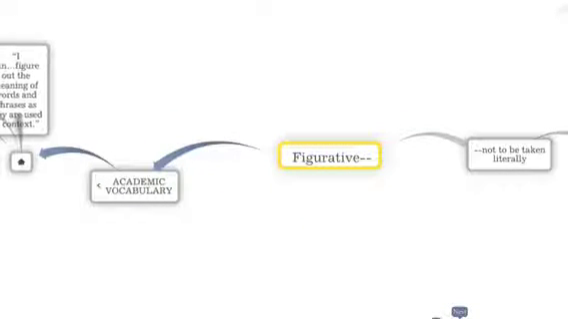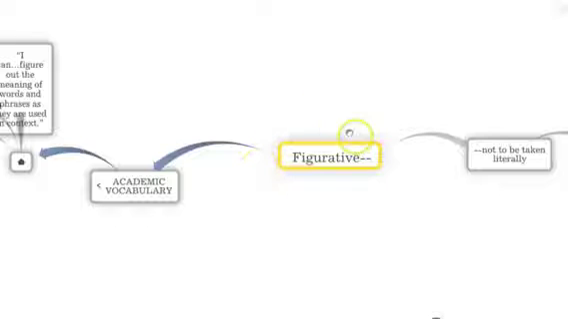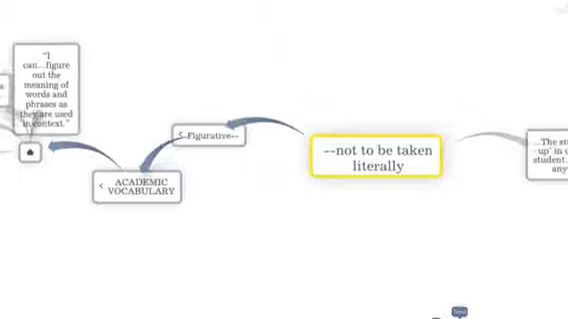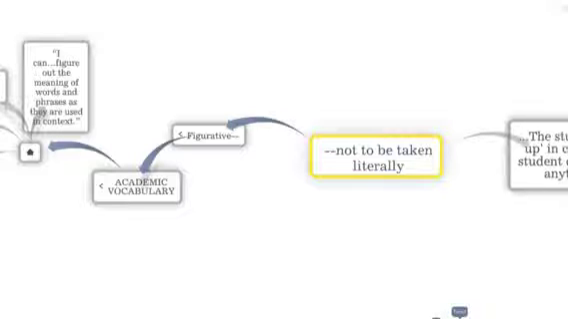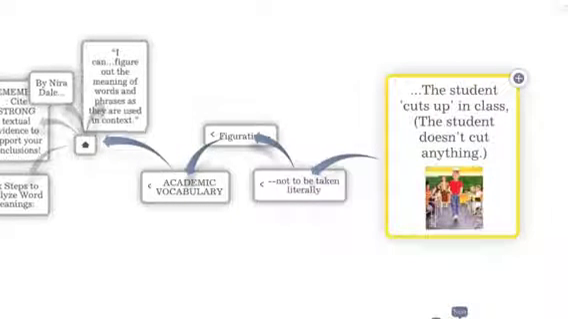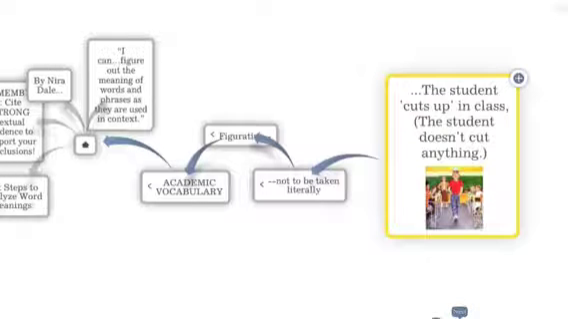Then you have figurative words and phrases. Figurative words and phrases are not to be taken literally. So if a word or a phrase means something that it doesn't actually say, but you do understand what it means, it's called figurative. For example, the student cuts up in class. The student's probably not cutting anything. However, we understand that this student is a disruptive student. So cuts up, or he's a cut up, is a figurative phrase.